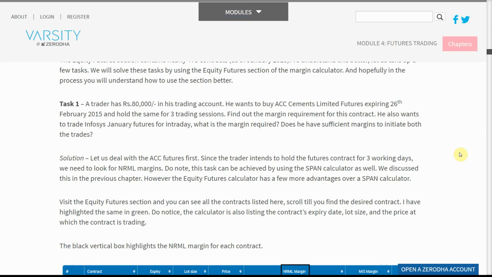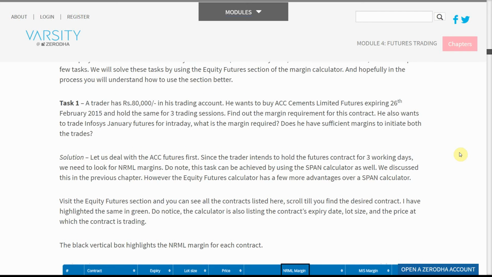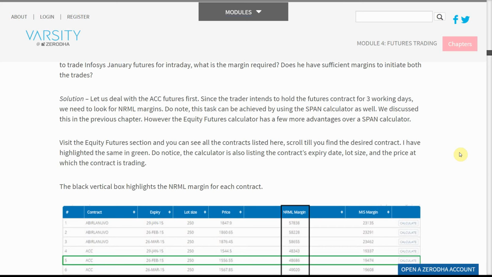Solution. Let us deal with the ACC futures first. Since the trader intends to hold the futures contract for 3 working days, we need to look for NRML margins. Do note, this task can be achieved by using the span calculator as well. We discussed this in the previous chapter. However, the equity futures calculator has a few more advantages over a span calculator.